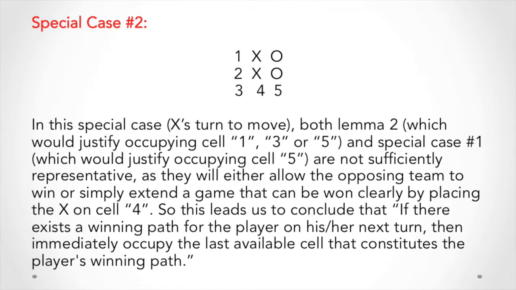If player X is guided by the priority table, then he has cell number 1, 3, or 5 as options since they have higher weights of 3, and if he considers the first precondition, he will decide on cell number 5 to block the opponent's winning path. However, this is simply extending the game, as player X can win by occupying cell number 4. So, this concludes the precondition that if there is a winning path for the player in the next turn, he should occupy the last available cell that constitutes the winning path.